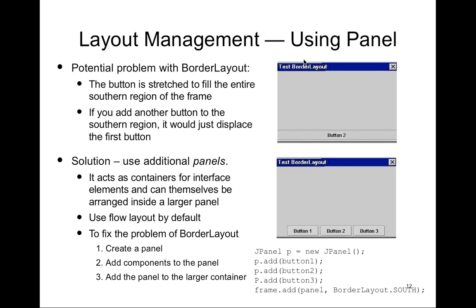Well, a border layout might be okay on an Android phone, but on a Windows application, not necessarily going to be that good looking. So here's a button that's kind of stretched out because you used a border layout. If you add another component to the southern region, it's just going to displace the first button. So here we have more than one button. It actually looks a little bit better on the border layout because now we have three of them down here, and it's on the border on the bottom of the screen.